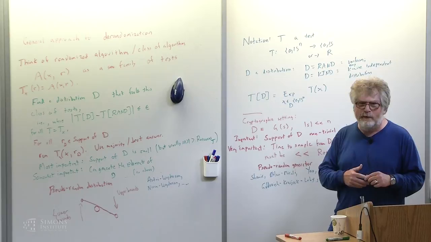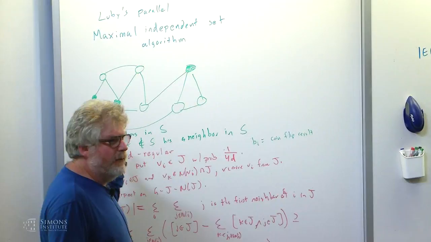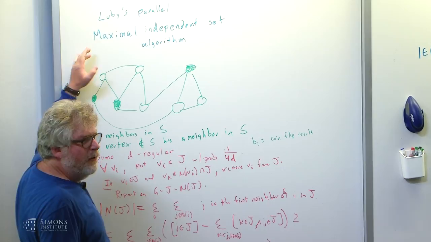I wanted to start with a motivating example of an algorithm that we might want to derandomize, or that was derandomized successfully. This is Mike Luby's parallel maximal independent set algorithm, a gross simplification thereof.